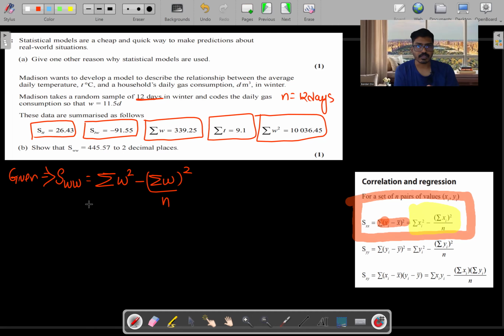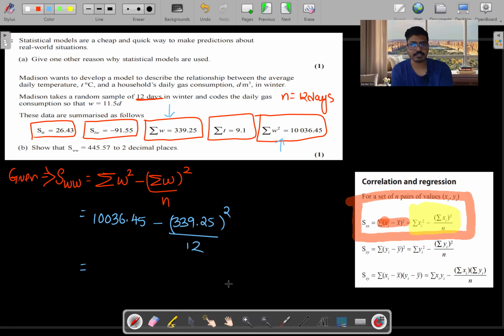So I think you got the data. From here, we have sigma of W square. So we can write down this is our sigma of W square, that will be 10,036.45 minus. What will be our sigma of W? That will be 339.25 whole square upon N, where N is 12. So let's plug these values in the calculator.